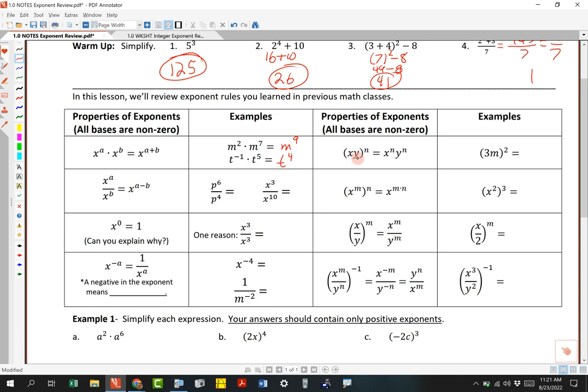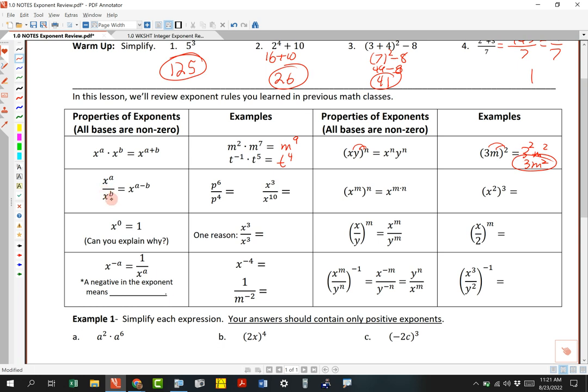Power property of exponents. Power to a power. This exponent applies to each one of those things here. So we apply the exponent to the x, and we apply the exponent to the n, so we get something that looks like this. Again, a numeric example, maybe the one that'll make a little bit more sense, is this is 3 squared and m squared. So we get 3m squared for a final answer there.